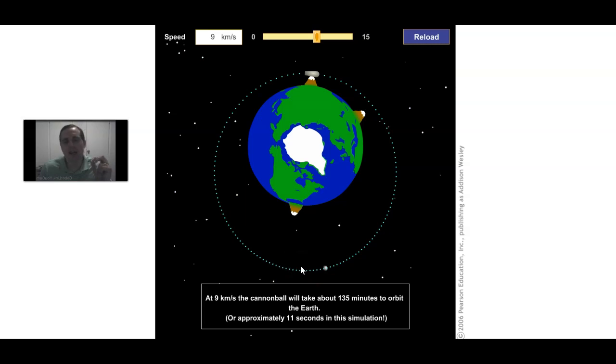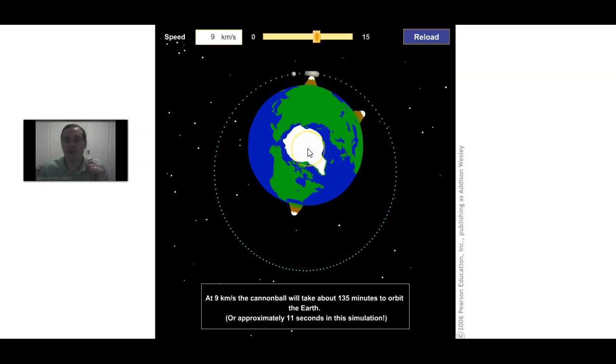So notice that this is non-uniform circular motion. In fact, it's not even circular motion. This is a very special name. Hopefully you know what the name of this orbit is, and we call this an ellipse. Hopefully you've heard this before.